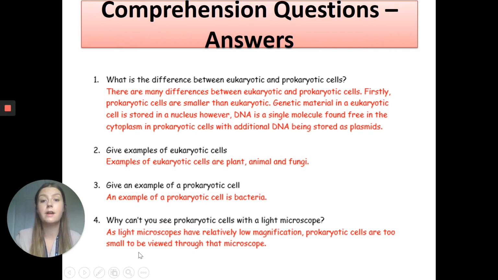And why can't you see prokaryotic cells under a light microscope? Now, this is requiring us to have a bit of knowledge about a light microscope, which you might have to refer to another video to be able to recap that. But a light microscope has a relatively low magnification, okay? And prokaryotic cells are far too small to be seen through that microscope. You might be able to offer a better solution there and talk about the fact that you could use an electron microscope. However, that's enough detail for that sort of question.